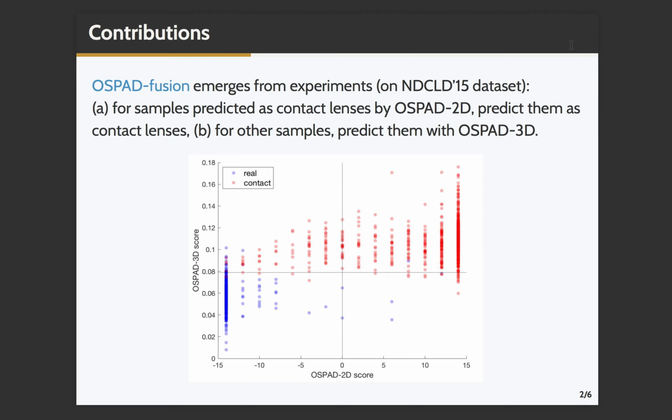For samples predicted as contact lenses by OSPAD 2D, that is, for the red dots and very few blue dots lying to the right of the y-axis, we predict them as contact lenses directly. For other samples which lie to the left of the y-axis, we can predict them with OSPAD 3D. This way, we combine the strength of both the 3D classifier and the 2D classifier. We believe that this structure is not a coincidence. It is because 2D and 3D contain complementary information when it comes to presentation attack detection.